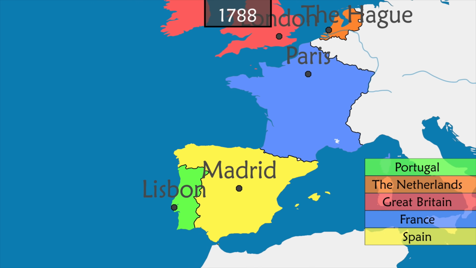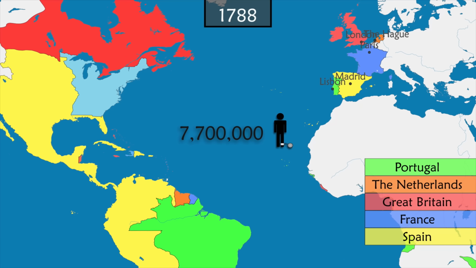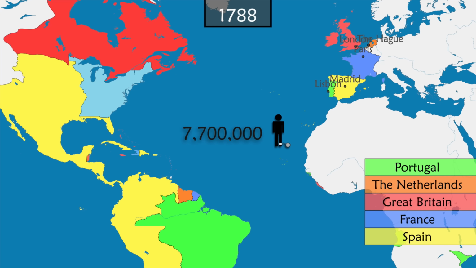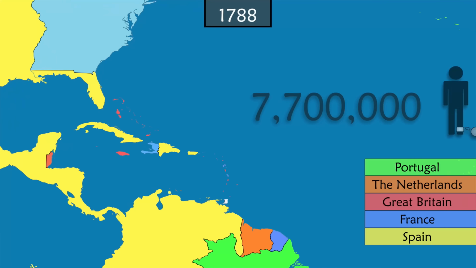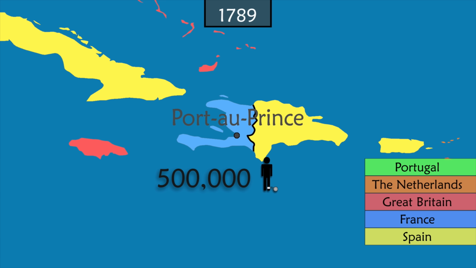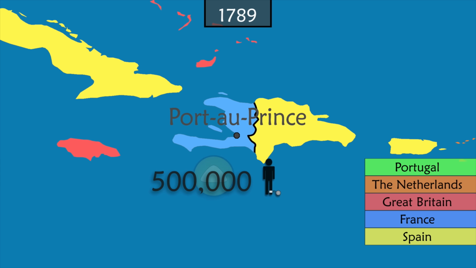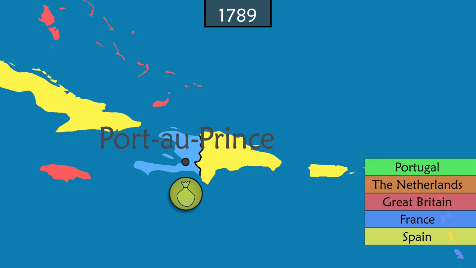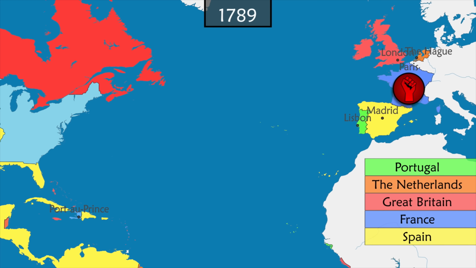Until now, approximately 7,700,000 African slaves have been deported to the Americas. Great Britain and France dominate this market. In the Caribbean, the French colony of Saint-Domingue, where 500,000 slaves work, is now the world's leading exporter of sugar and coffee, making it the most prosperous. In 1789, the French Revolution takes place.